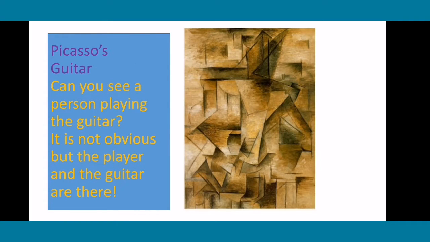So this is a painting and it's called Picasso's Guitar. Can you see a person playing the guitar? It's not so obvious, but the player and the guitar are there.